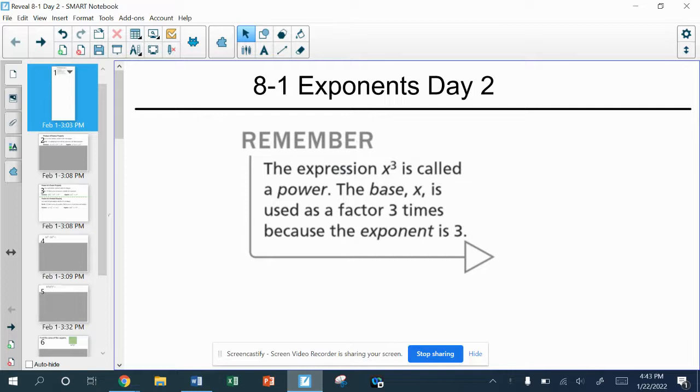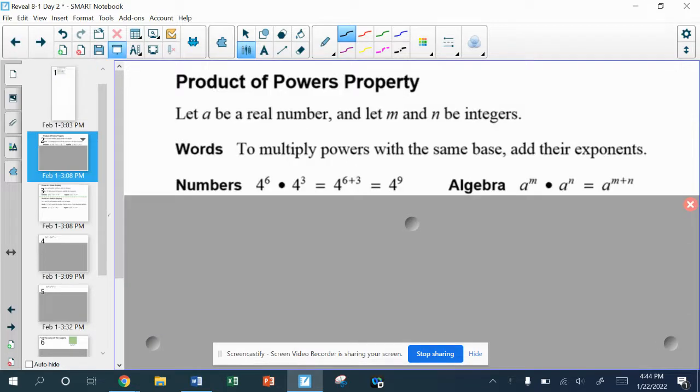And I want you to remember that when we see something that looks like this, we call it a power. That just means that it's something with an exponent. So the base is the x, that's the thing that's getting used as a factor and it's being multiplied by itself several times. And the exponent is 3, which means I'm going to use that x 3 times. So if I'd write that out, that'd be x times x times x.